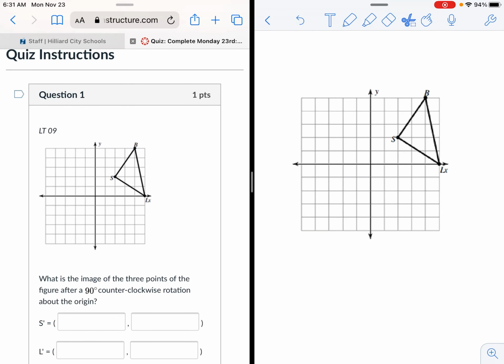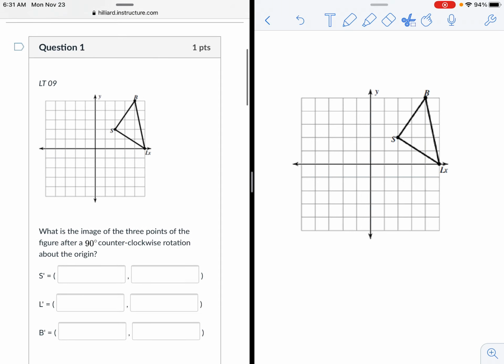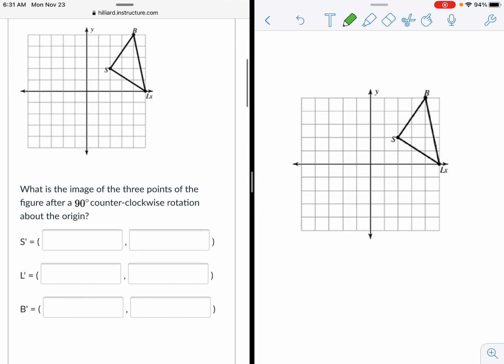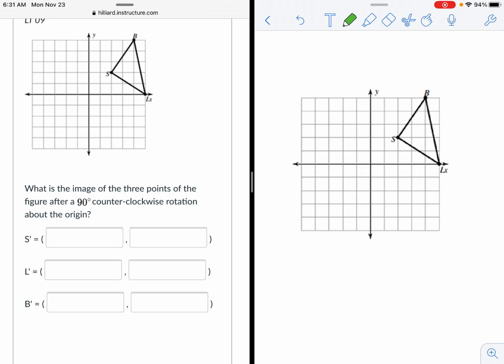Okay, students, so we're here and we're going to focus on rotations. Just a little quick review if you're having some trouble remembering. So we're going to rotate this figure 90 degrees counterclockwise about the origin. So first off, counterclockwise is this way. It's the way a clock does not turn. So just think of the clock, that's clockwise, and counterclockwise is the opposite way.